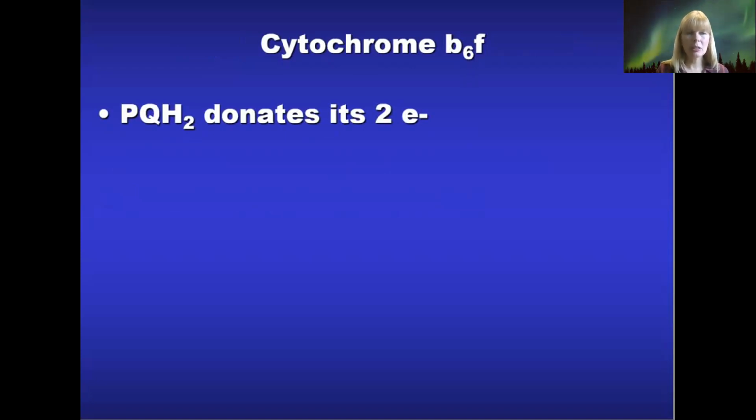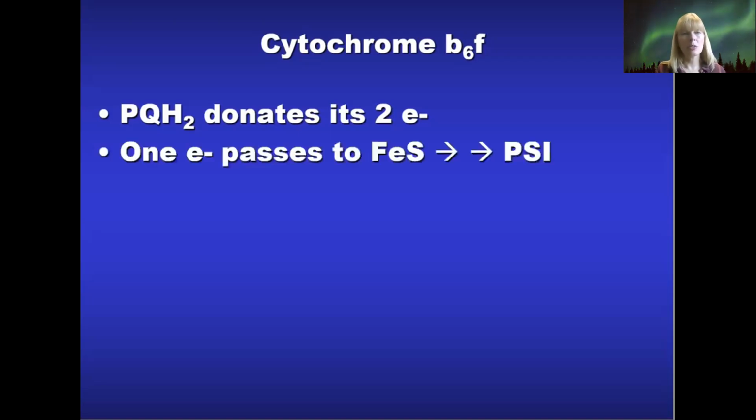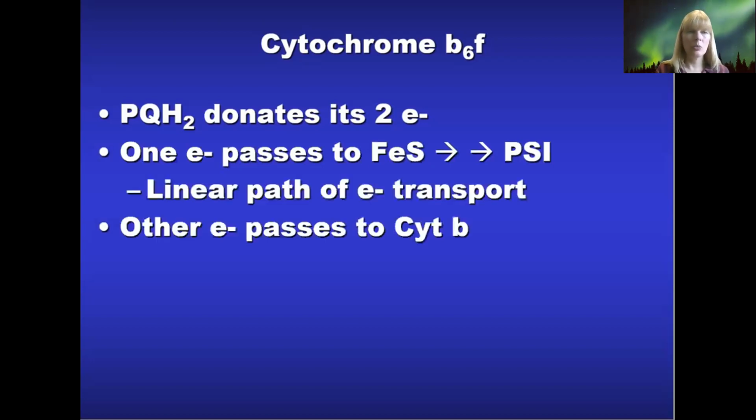So PQH2 comes along and says, here, I'm going to give you 2 electrons, but I'm going to put them into different paths. So one goes linear and will end up at photosystem 1, and the other one gets given to the cytochrome b in the cytochrome b6f and kicks into the Q cycle. And so we talked about that as well.